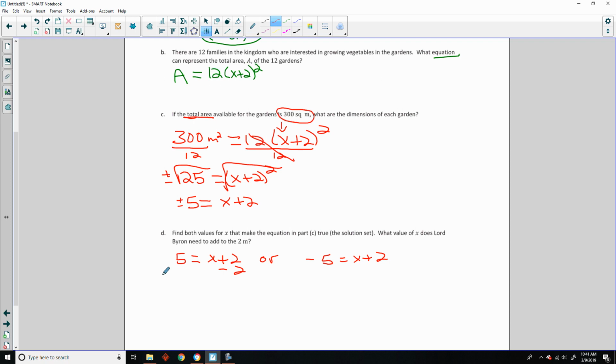And I subtract 2, and I get 3 to be x. And I subtract 2 here, and negative 7 equals x. Okay, so there are my 2 solutions. And obviously, we can't have a negative distance, so the answer is 3.